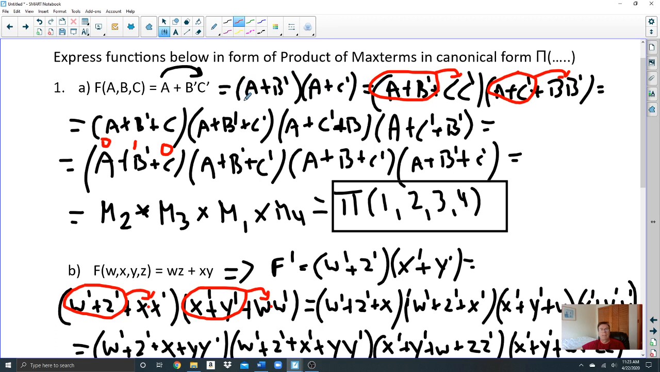Now this is almost a maxterm. There are two variables and the function has three variables.